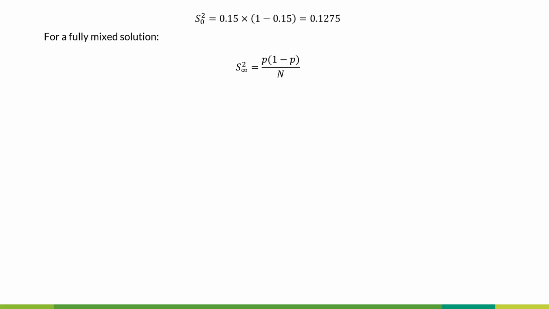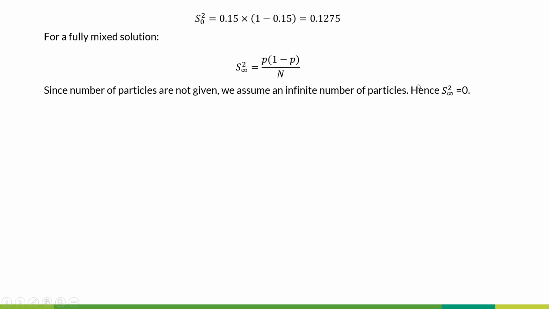at a certain time. So in the question, it has not been mentioned how many particles are there inside the container. So you can assume it to be a very, very large system with infinite number of particles. So if you have infinite number of particles, N will be equal to infinity, and hence S infinity square will go to 0. So if the number of particles in the system are given, then you can substitute the N value and calculate S infinity square. For all the problems where the particle number is not given, assume it to be infinite number of particles and keep S infinity square as 0.